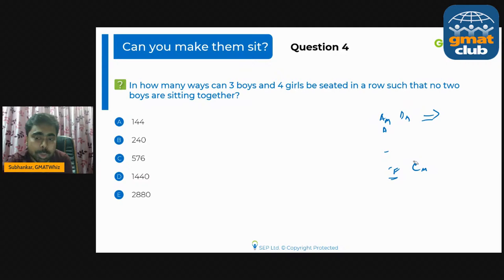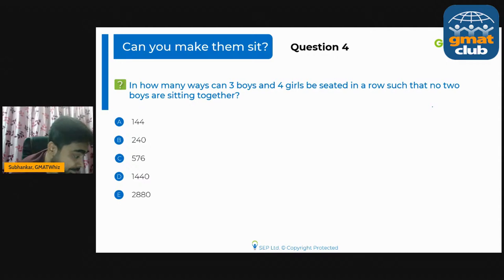Does that answer your query? Now, is it like we cannot do it by minus? We can do it by minus, but it will make things complex.